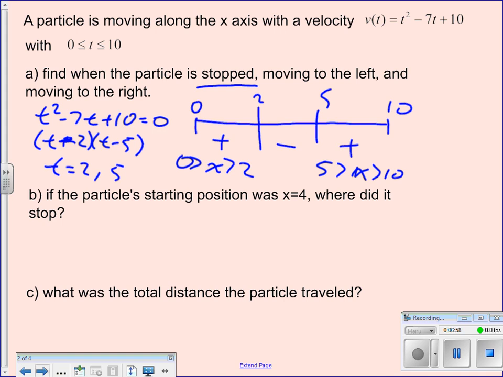At 2 and 5, it stopped. Remember, at those points it stopped. It's not moving to the left or to the right. It stopped. Those are not included in your intervals. If you want to write it in interval notation instead, (0, 2). Open intervals because it's not at 0 and 2. Does that make sense?